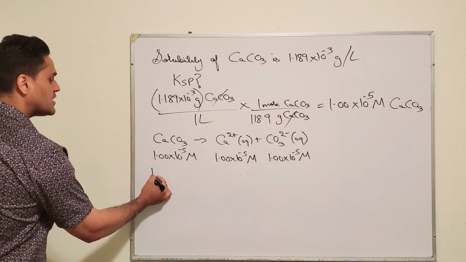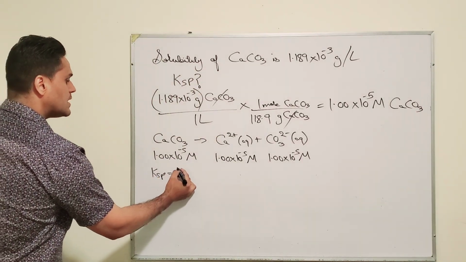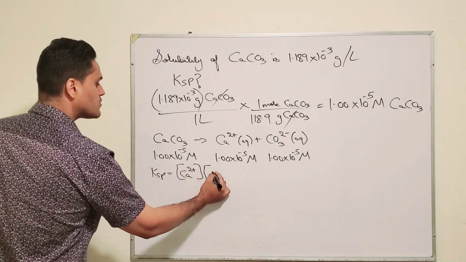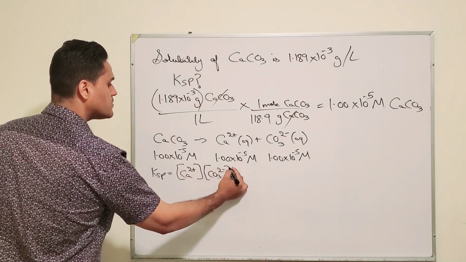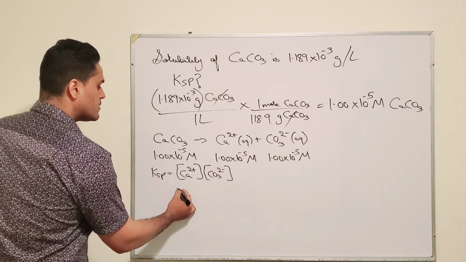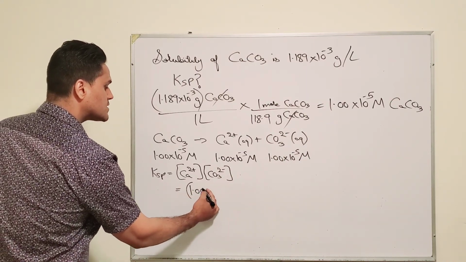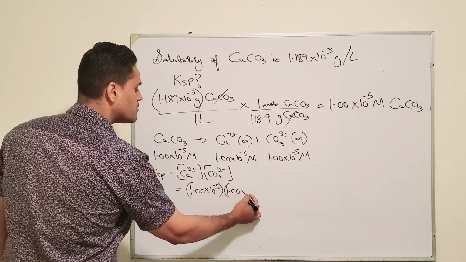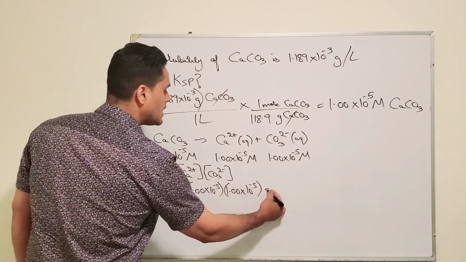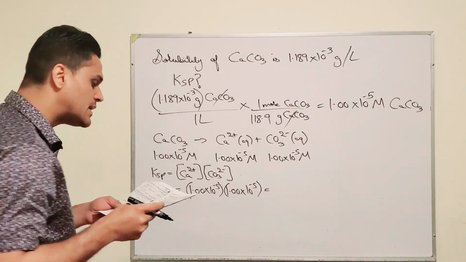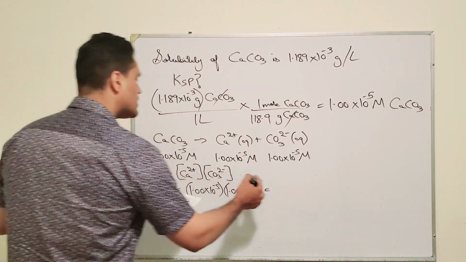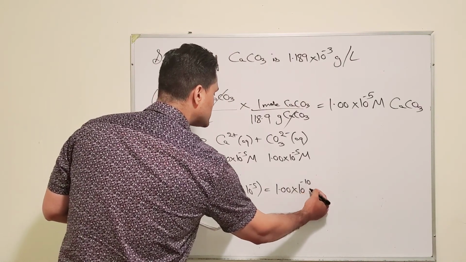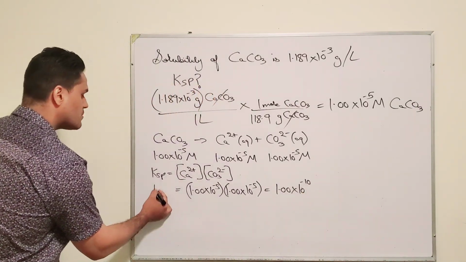So we're going to write our Ksp expression. That's just going to be concentration of Ca2+ times concentration of CO3 2-, which is just going to be 1.00 times 10 raised to the power minus 5 times the same number. Again, guys, make sure you put brackets. If you've punched it in properly, you should get 1.00 times 10 raised to the power minus 10. And that's going to be your Ksp.